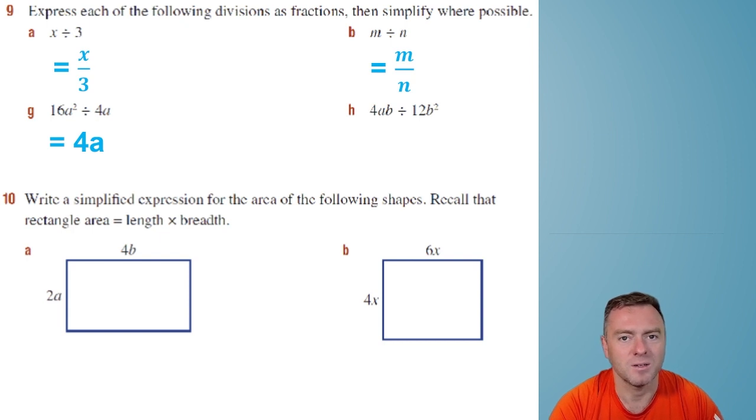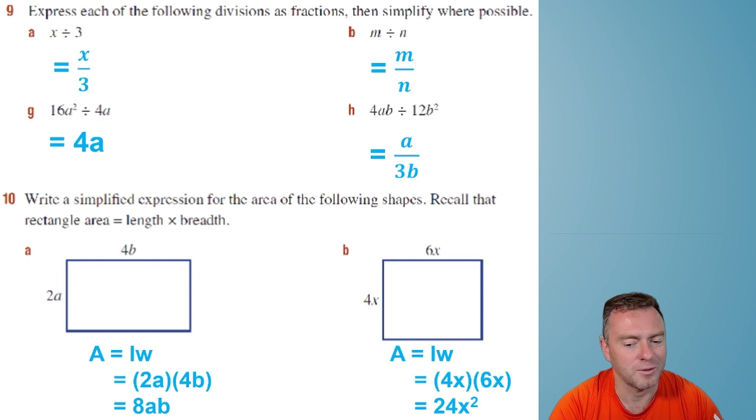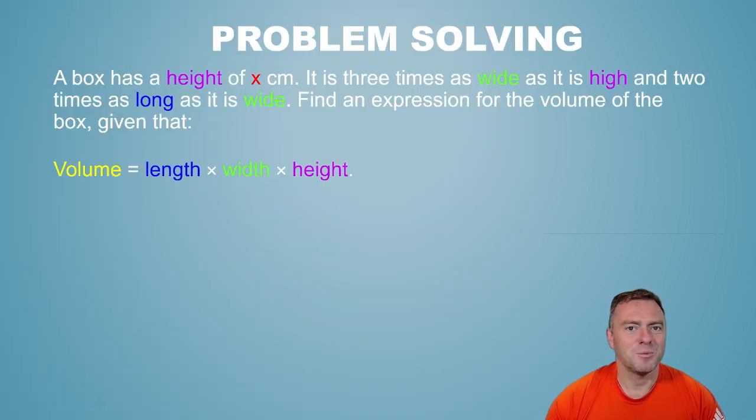The next one we can divide the top by 4 and the bottom by 4 and then take out a b, so we're left with a 3b. The next one, 4b times 2a is length times width, which then gives us 8ab. And the last one is equal to 24x squared. We're going to quickly do some problem solving now. So move into this one.